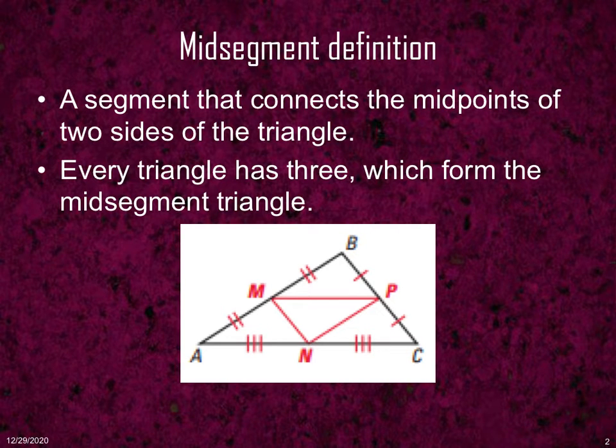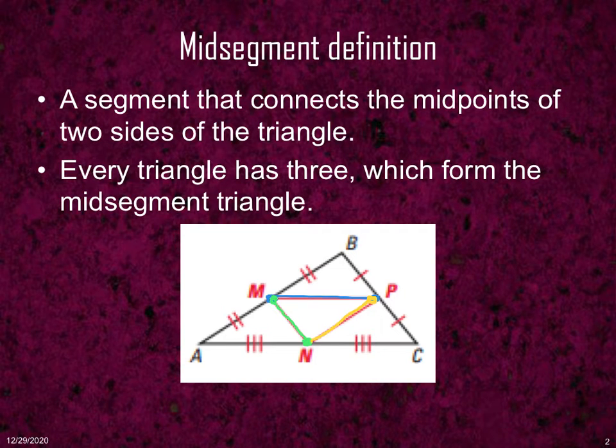Every triangle has 3, which are going to form a midsegment triangle. So notice the little red triangle inside is called the midsegment triangle. So what you're going to do is find the midpoints of each of the sides, and then you'll connect the two midpoints that are straight across from each other. Again, if it helps you to turn your iPad, you can do that. Then you'd find the midpoint of this one and then draw it across. And then lastly, you could do it over here and then draw in the 3 midsegments.